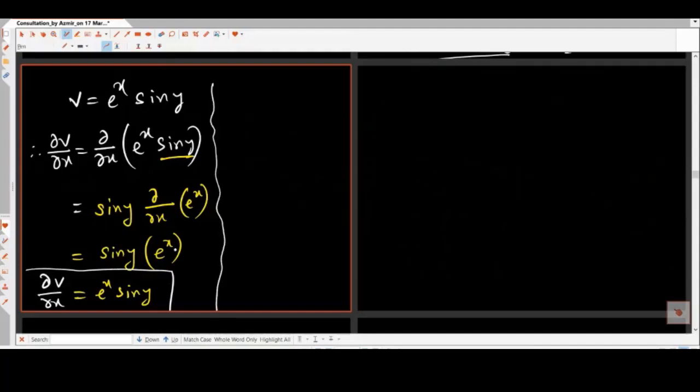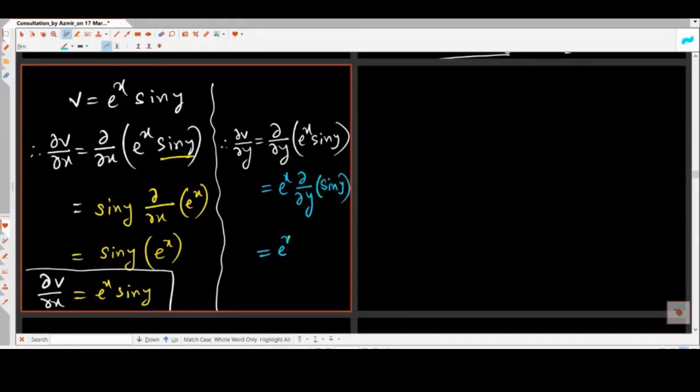Let's find similarly dv dy. So d dy of e to the x sine y. Now we are differentiating in terms of y. So x will be constant, and therefore e to the x is also constant. So e to the x is taken before. So d dy of sine y. Now e to the x. So the derivative of sine y in terms of y is cosine y.